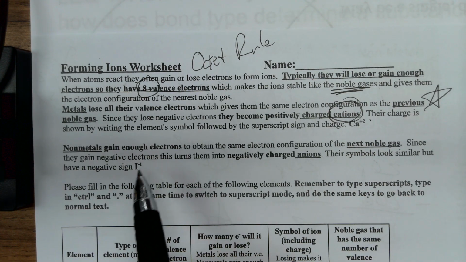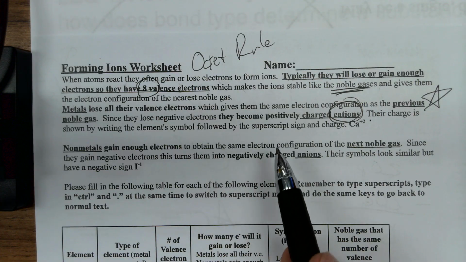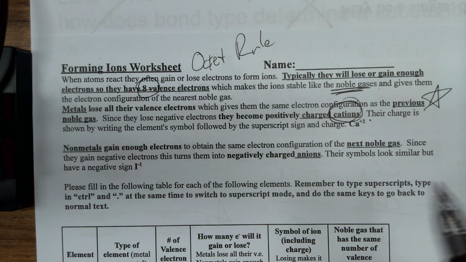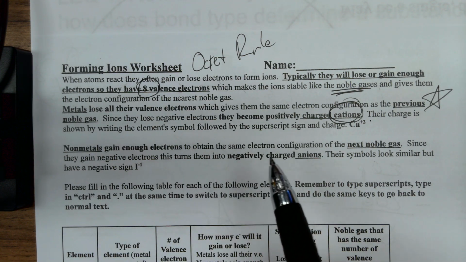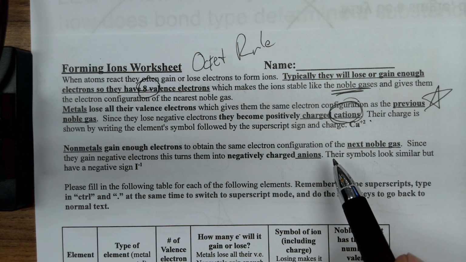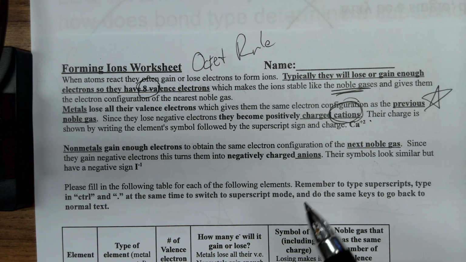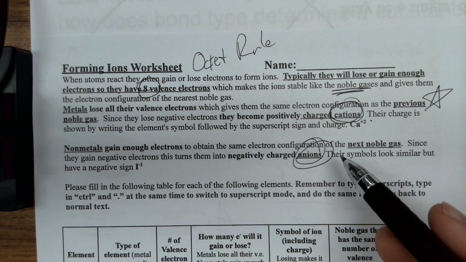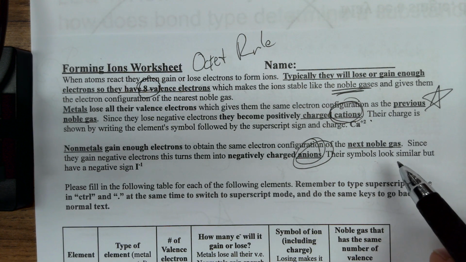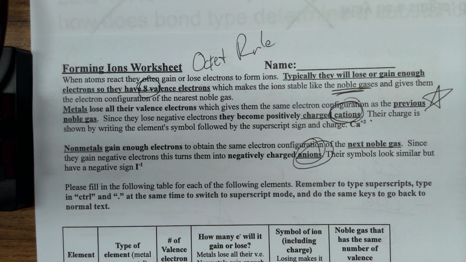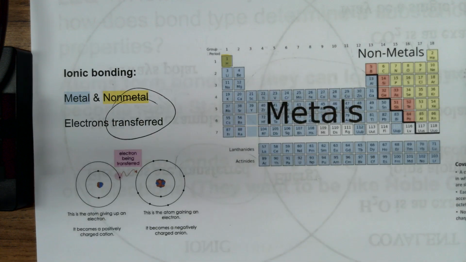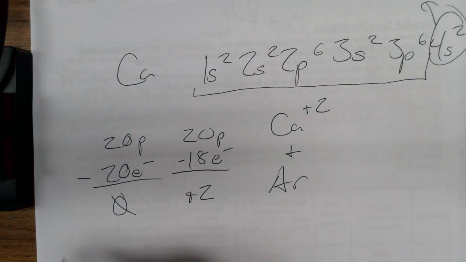Our nonmetals are going to gain electrons to get the same electron configuration as the next noble gas. Since they gain these negatively charged electrons, they're going to be negatively charged anions. Again, another term that we're going to talk about next time. To identify our anions, we're going to do the same thing. Our symbol is going to look very similar, where I rewrite the chemical symbol for my element, but it's going to be a -1, a -2, minus something. My example here is iodine.